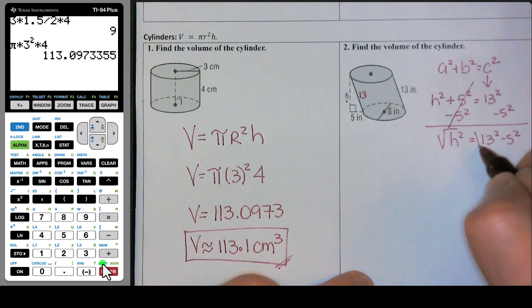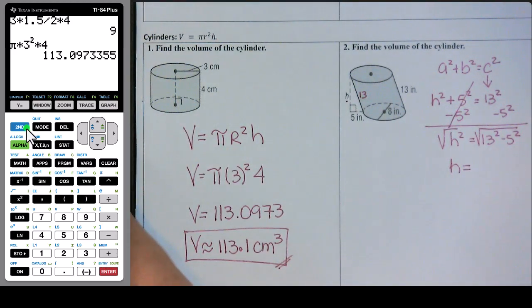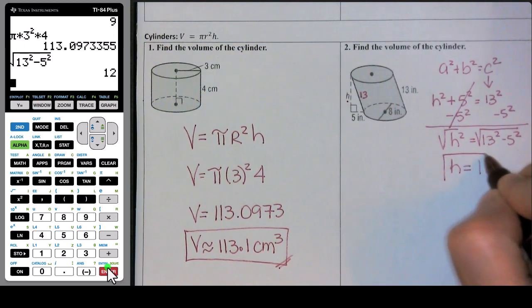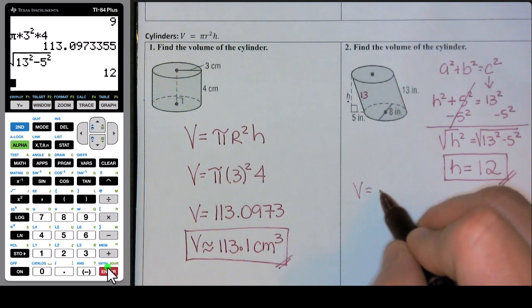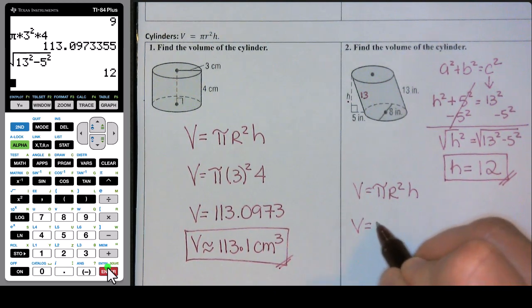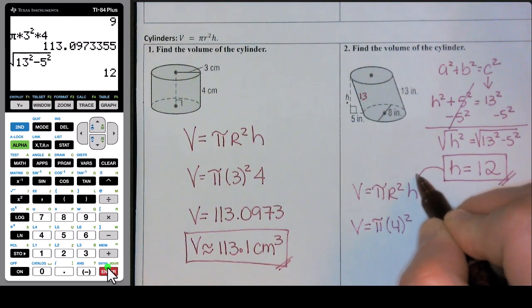We take the square root of both sides, so this would be h equals the square root of 13 squared minus 5 squared, equals 12. So there we go. We have the height. Now what we're going to do is find the volume, which is pi r squared times h. We have the radius, which is 4, and the height we just found out to be 12, so we're going to plug it in there.